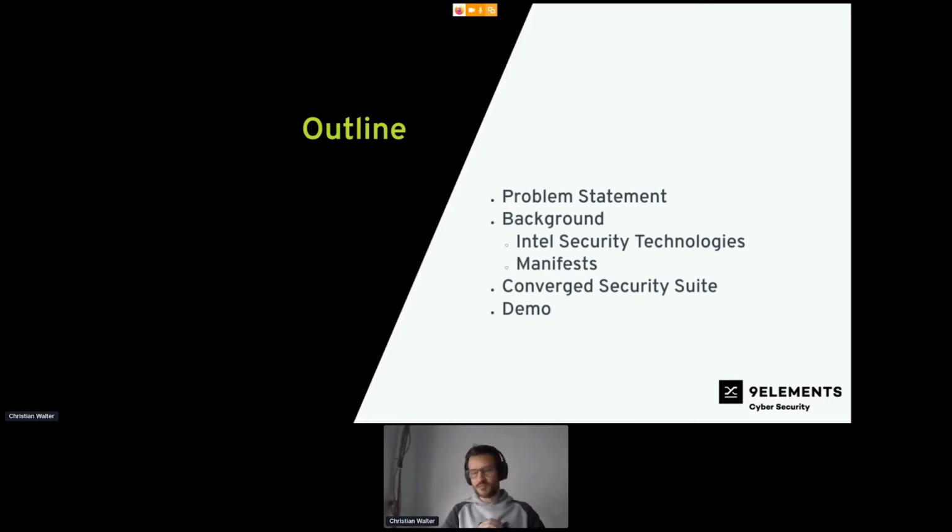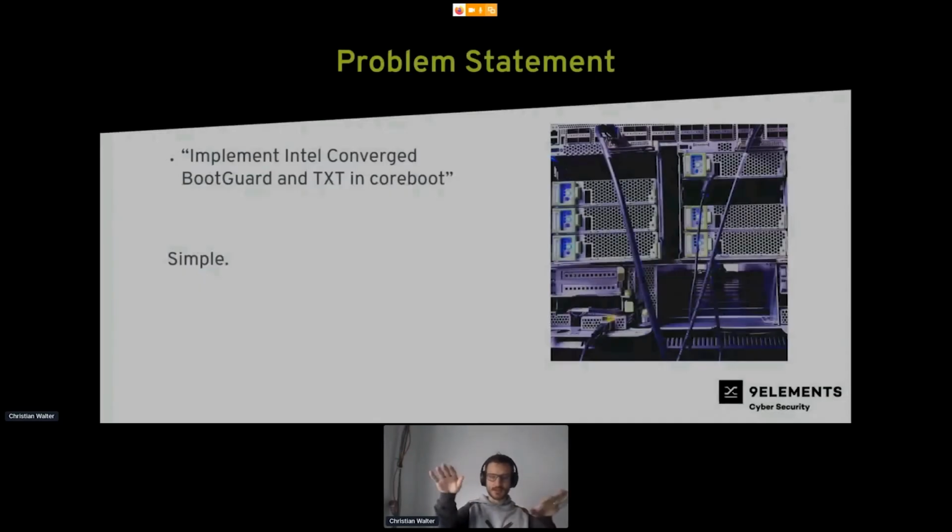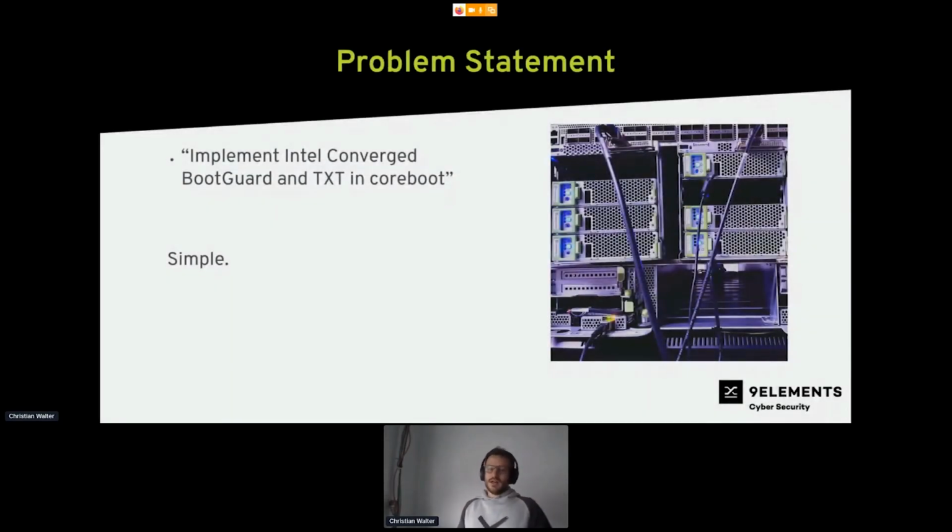Then I'll talk a little bit about manifests. Manifests are data structures that we do care about. Then I'll talk about the Converged Security Suite, and maybe, if you want to and I still have time, I can give you a short demo. However, as I said, everything is open source and available. You can also try it out yourself if you want to. All right, let's dive into it.